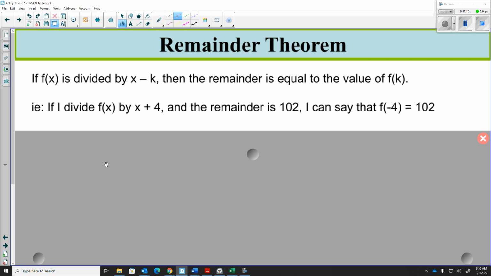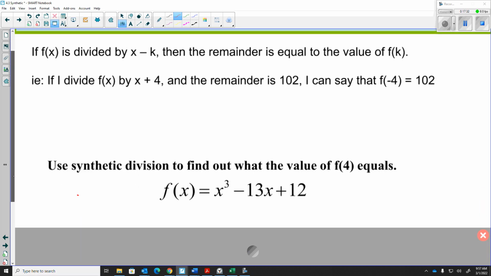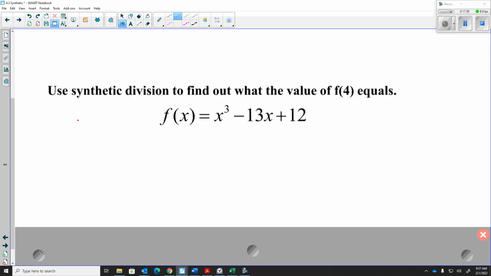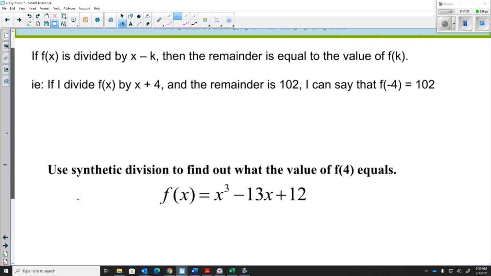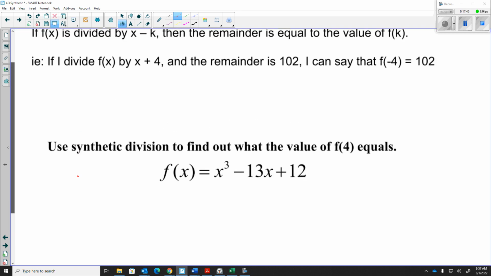So if you divide and you get a remainder, that means that if you plugged in the 0 associated with the factor that you just divided by, you would get the remainder. Okay, I know it's kind of goofy. It's kind of hard to follow. So let's just do an example. It says use synthetic division to find out what the value of f of 4 is. Were you guys trying to write that down? Okay, I'll hang out right there for a second if you're writing it down. And then we'll do this example.